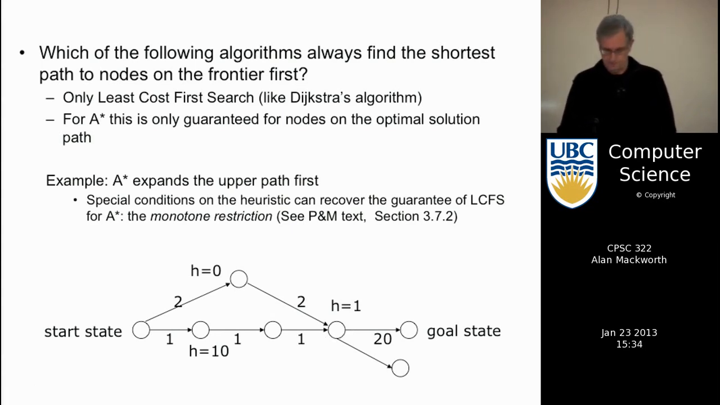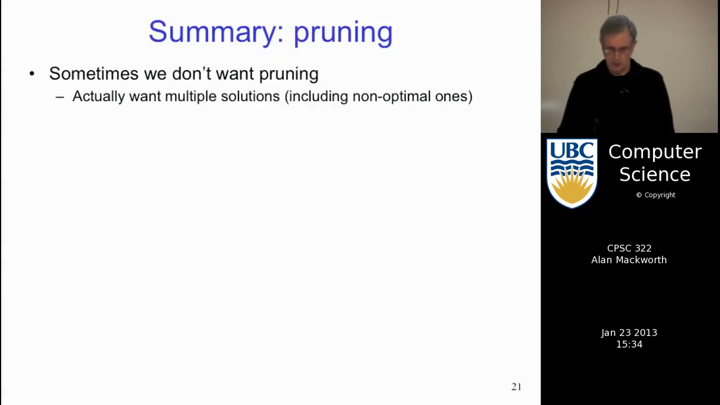Okay? So that's the counterexample that shows that A star is not guaranteed to find the shortest path first on interior nodes.